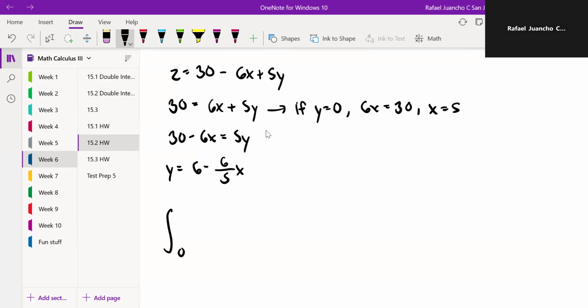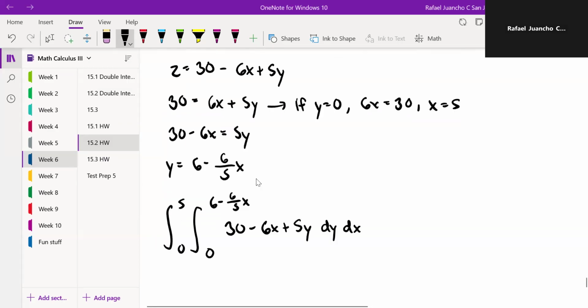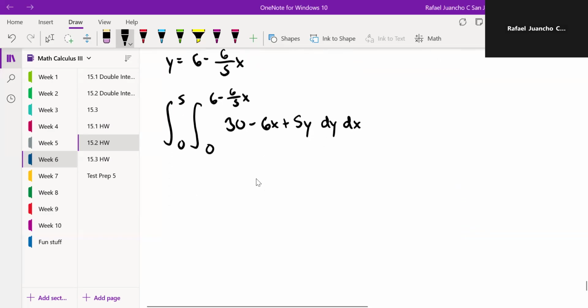So here, just to set up the integral, x is from 0 to 5, y is from 0 to this thing here, and this is 30 minus 6x plus 5y. And then first we integrate by dy and then by dx, right? So that's pretty much the idea behind it. So here, just to quickly do that, and I can already see it's kind of complicated-ish.